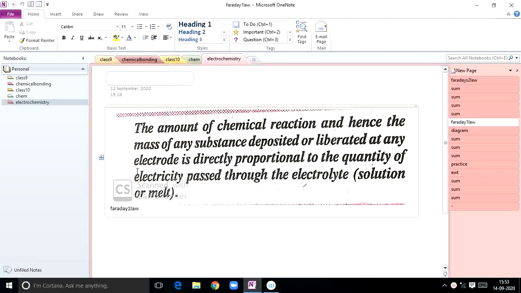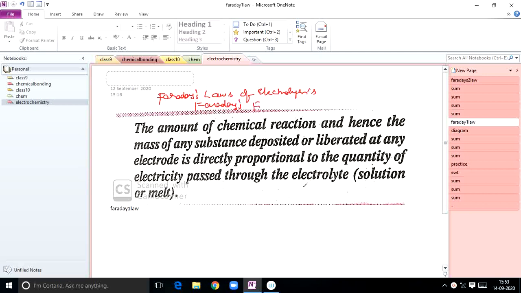In this session, we will discuss Faraday's laws of electrolysis. So, first, we will discuss Faraday's first law.